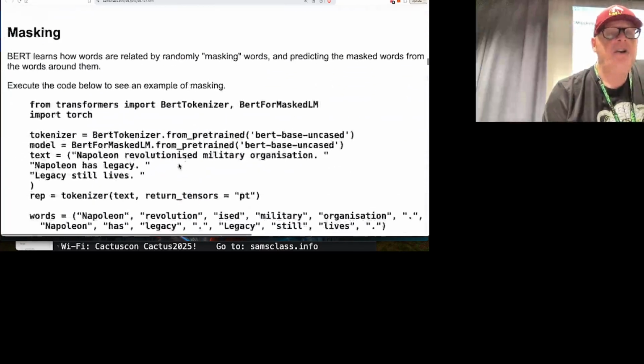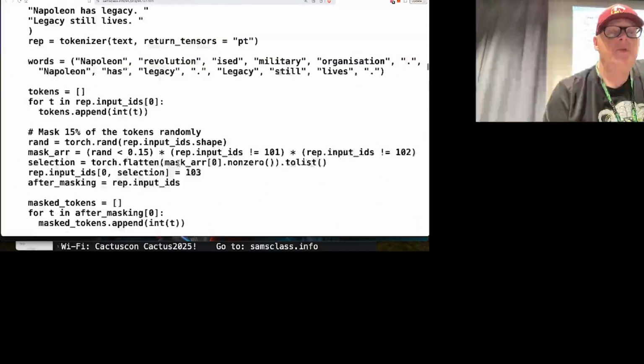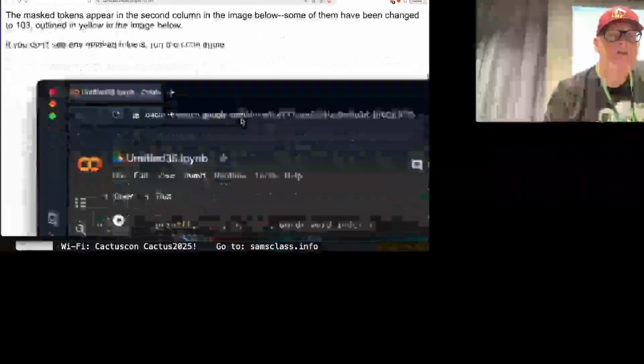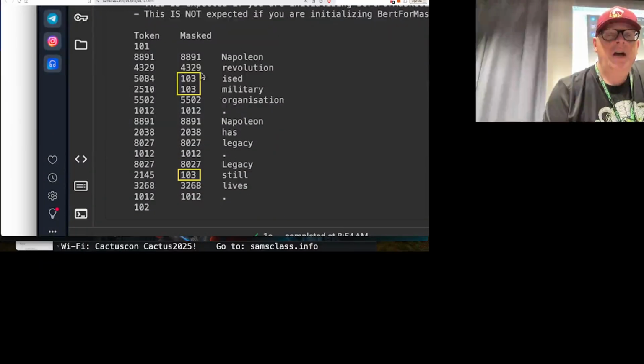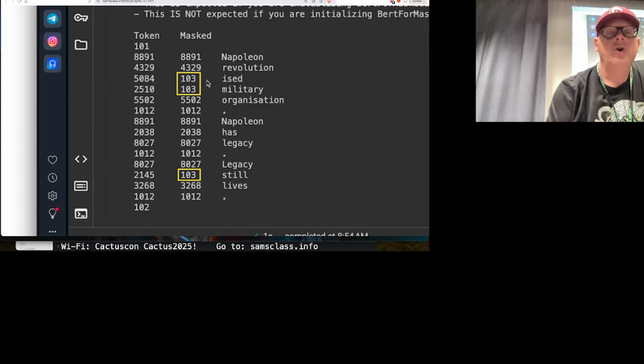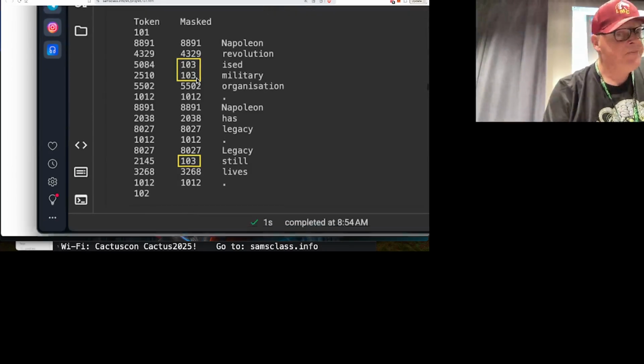So that's good. Now it does masking. You take 15% of the tokens and mask them. You take them away. So when you mask them, now you have Napoleon revolutionized military organization, but these two have been tokenized as 103, which is a mask. So those words are missing. The "ized" is a part of a word treated separately. The tokens are not always exactly one for one to words. Extensions like that on the end of a word are sometimes treated separately. So now 3 of these tokens have been removed.